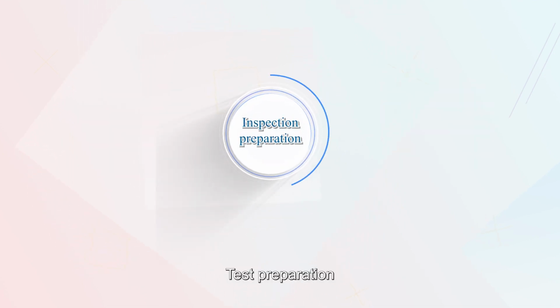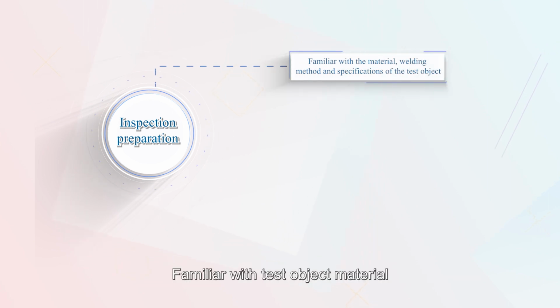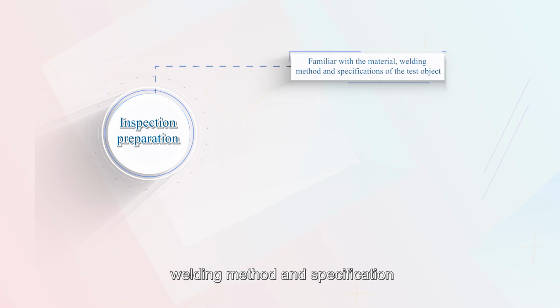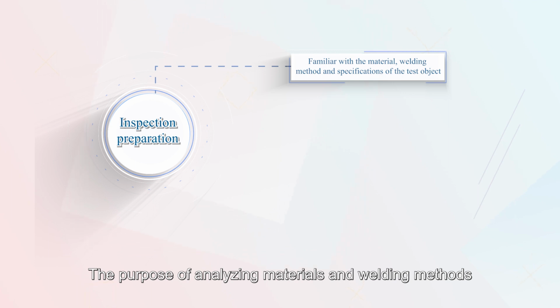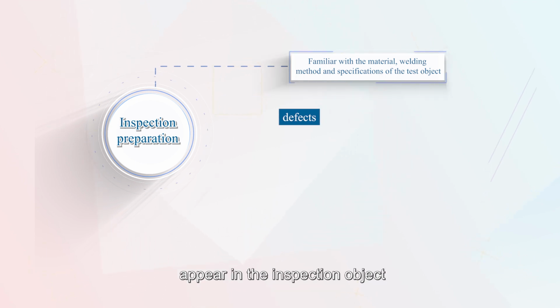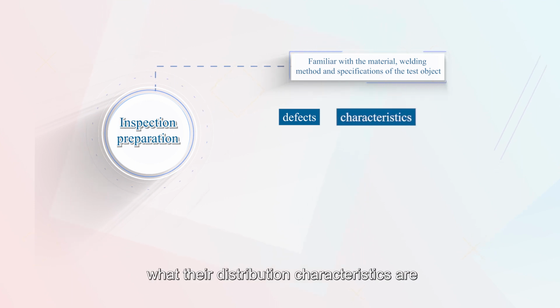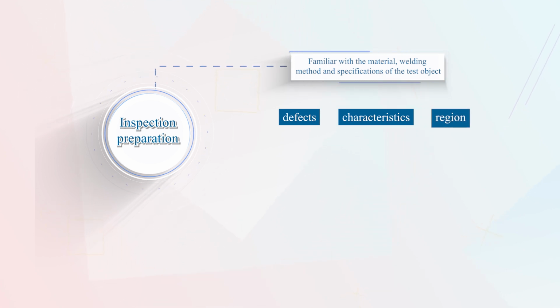1. Test preparation. Test preparation mainly includes 3 tasks. 1. Become familiar with the test object, material, welding method, and specification. The purpose of analyzing materials and welding methods is to predict which defects may appear in the inspection object, what their distribution characteristics are, and where dangerous defects are most likely to appear.